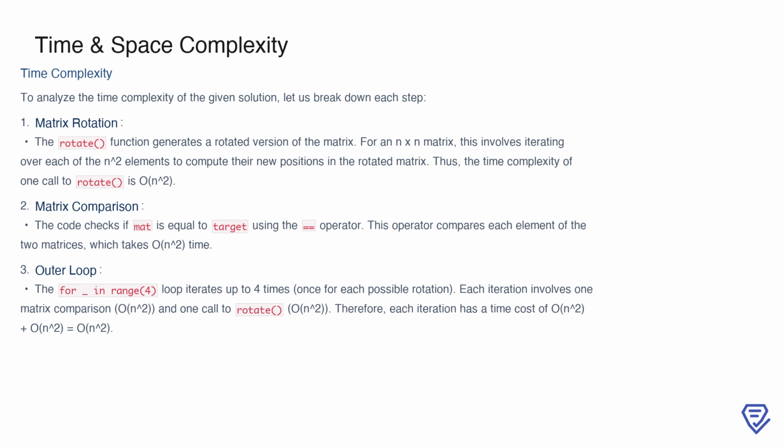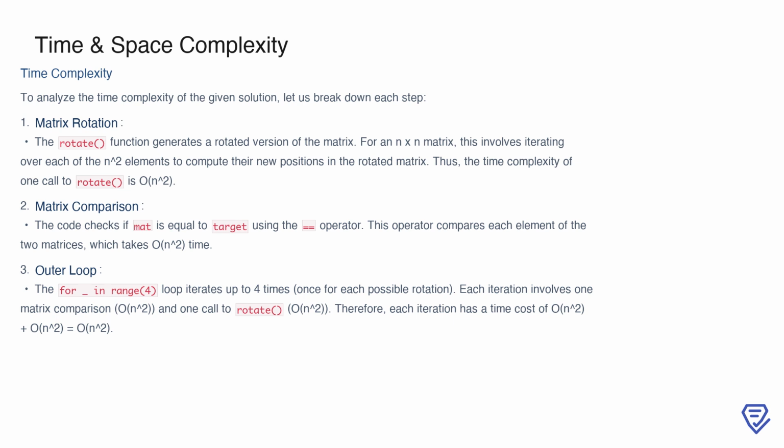To analyze the time complexity of our solution, we need to evaluate each of its core steps. First, consider the rotate function. When we rotate an n×n matrix, we need to reposition each of its n² elements to their new locations in the rotated matrix. This means that a single rotation operation has a time complexity of O(n²). Next, we compare the matrix mat with target using the equality operator. This comparison involves checking each of the n² elements in the matrices, which also takes O(n²) time.